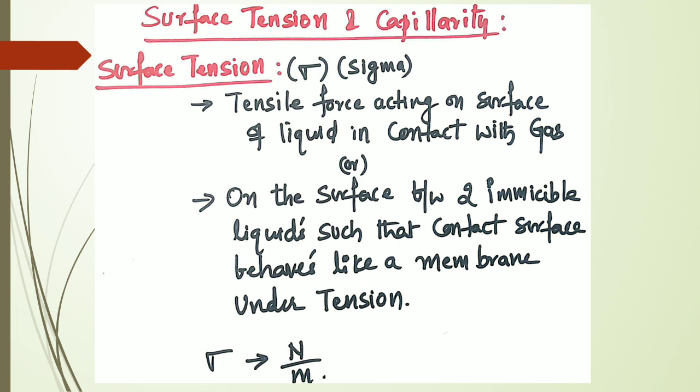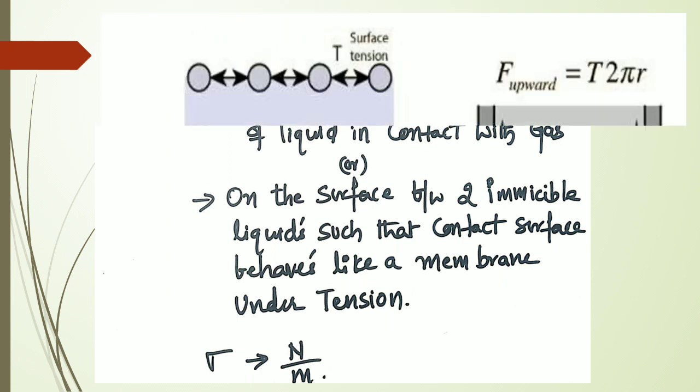So under tension, what happens? Whatever is on the surface of the liquid, when it is in contact with gas, behaves like a membrane here. So the tensile force acting on the surface of a liquid in contact with gas, or on the surface between two immiscible liquids, so that the contact surface behaves like a membrane under tension, is called surface tension. It is measured in Newton per meter.